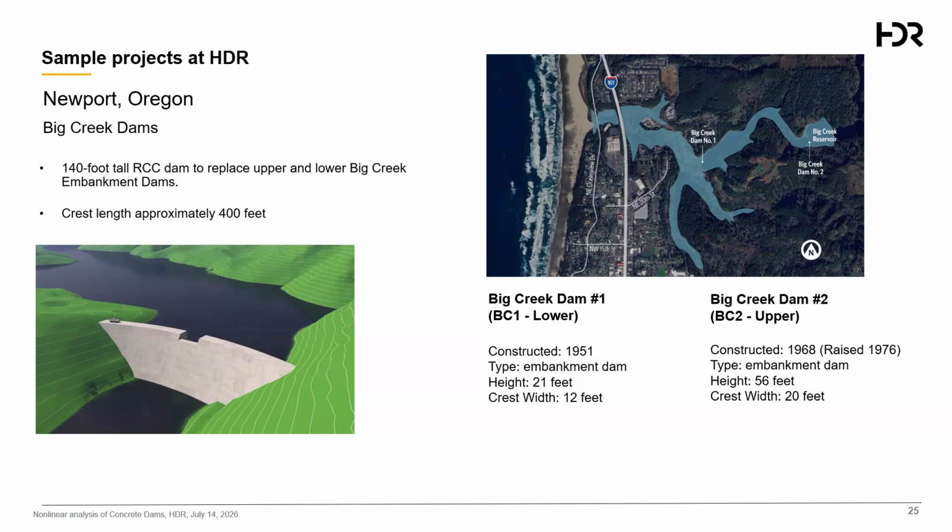This project involves an RCC dam, as you can see here, to replace the existing upper and lower embankment dams. This RCC dam has a 140-foot height and a crest length of approximately 400 feet. It was a potential dam actually.